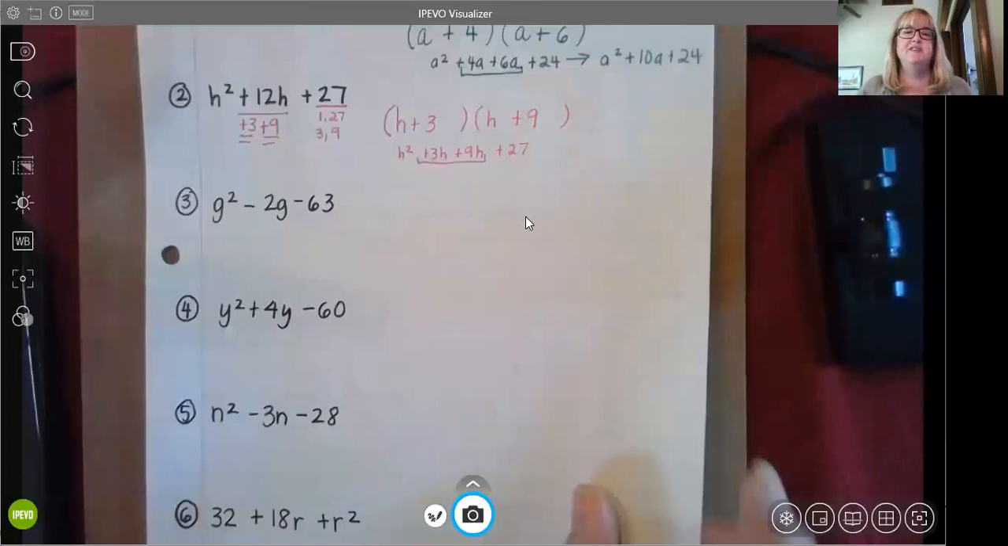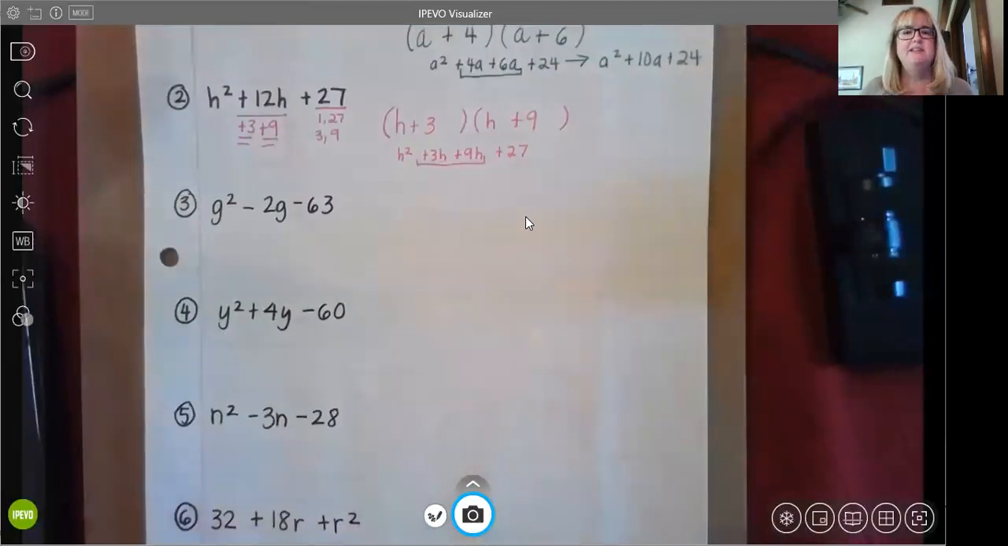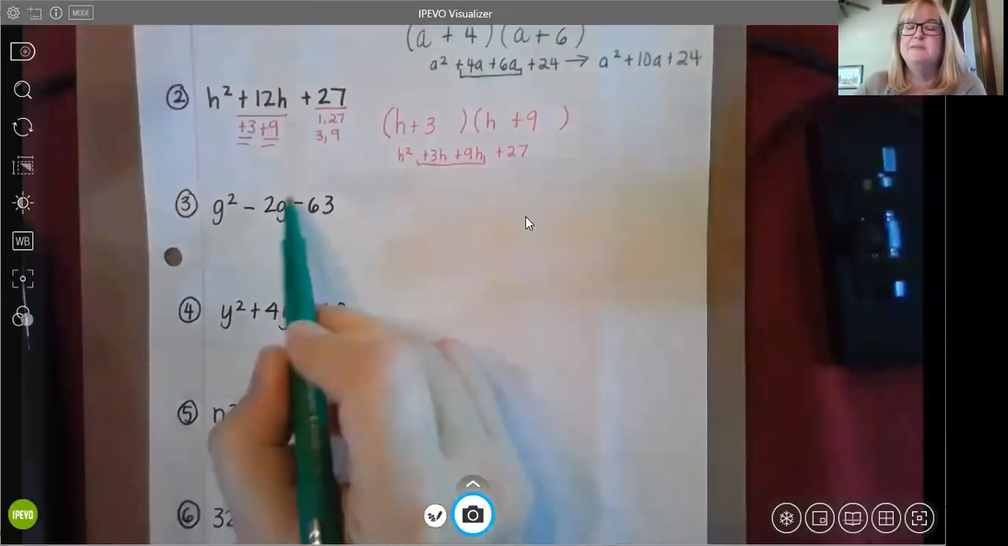All right, let's look at number 3. Number 3 is different from the other two. Do you see what the difference is? That's right, we've got this negative, and we'll deal with that in a minute.